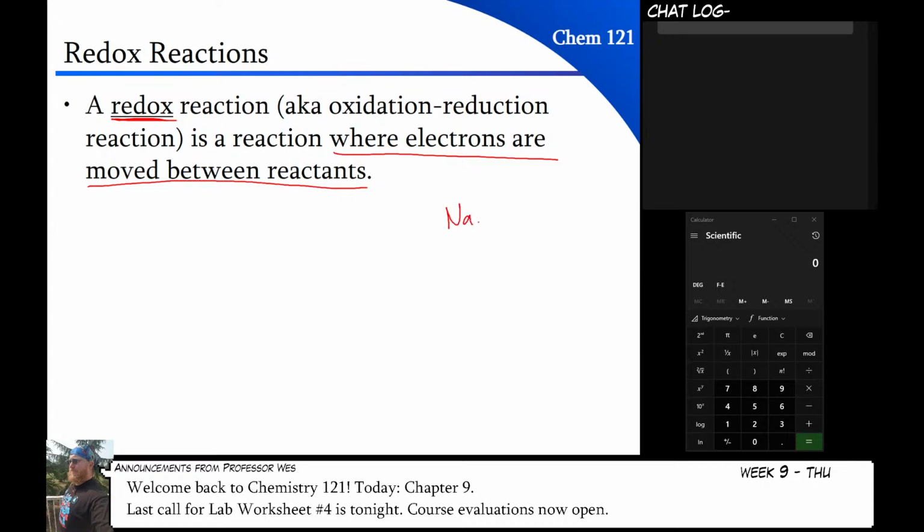So the first one of those that we did was way back in the ionic bonding chapter. That was chapter 4, where we did something like this, where I had sodium and chlorine, and I said, okay, well, I'm going to take this electron off of sodium and give it to chlorine. This would be a redox reaction, because not only are my elements reacting with each other, I'm also moving electrons around.